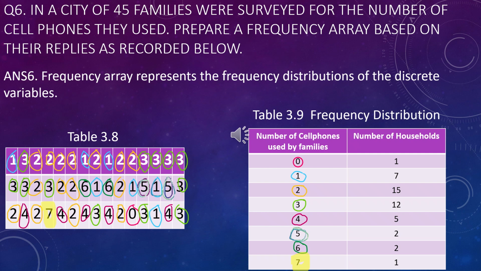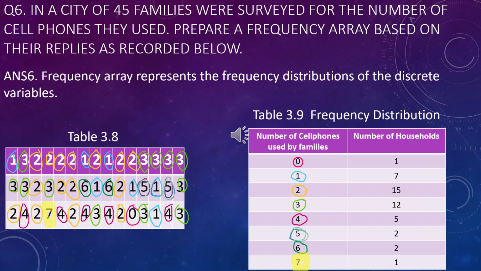Now for this, the table is given here. So here we have 45 families and the number of cell phones they are using. The table is given in 3.58. Now we will have to find the frequency distribution or the frequency array. So what we do is, we first write in the columns: the first column will have the number of cell phones used by families, and the second column will have the number of households. For zero cell phones, the number of households is only one.